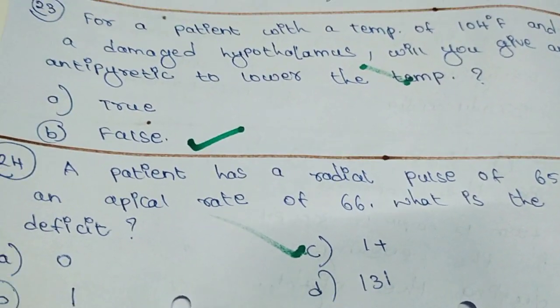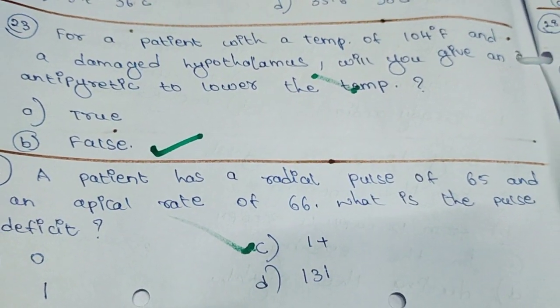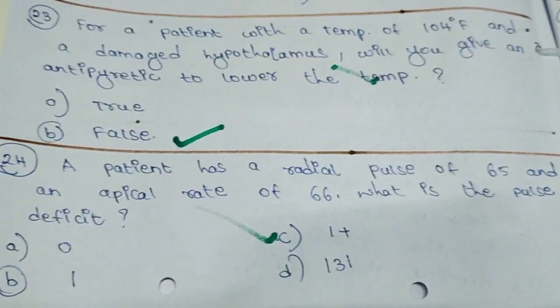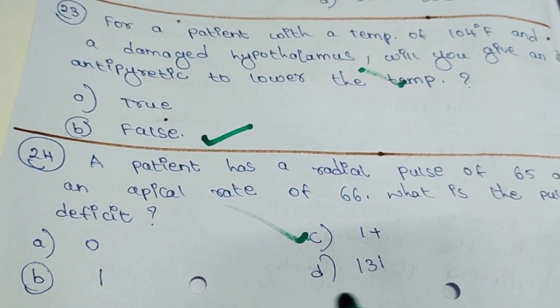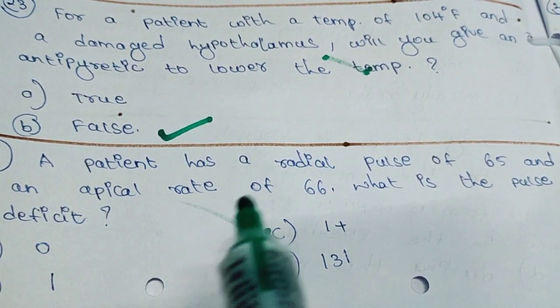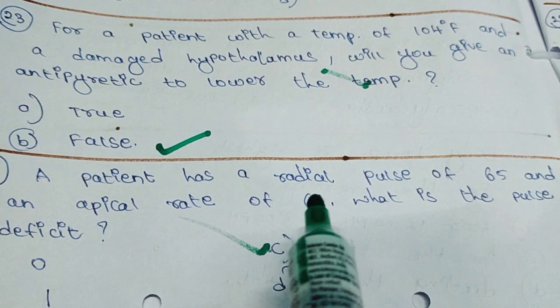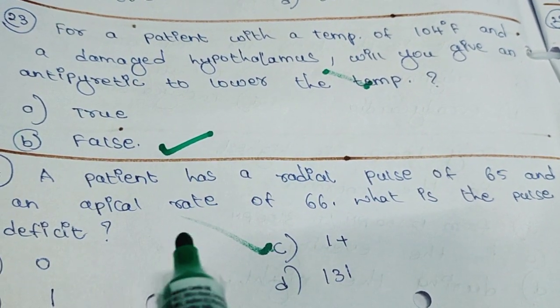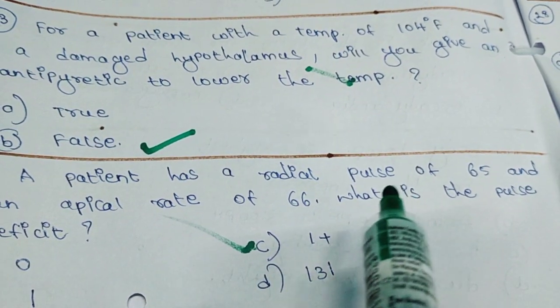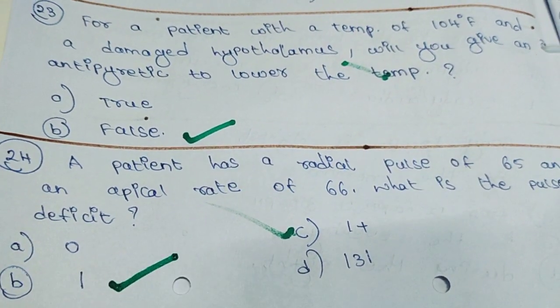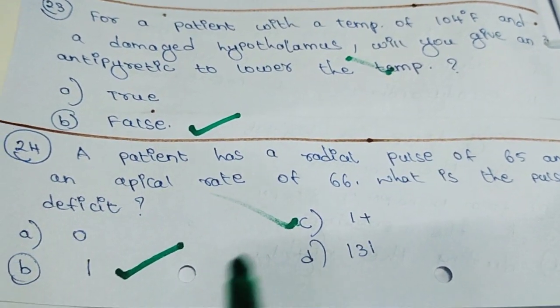The next question, a patient has a radial pulse of 65, an apical pulse rate of 66. What is the pulse deficit? As we all know, the pulse deficit is nothing but the difference between the radial pulse and the apical pulse. So you subtract the radial pulse from the apical pulse, and you will get the pulse deficit. So 66 minus 65 is how much? 1. So 1 is the pulse deficit. It is minimum.